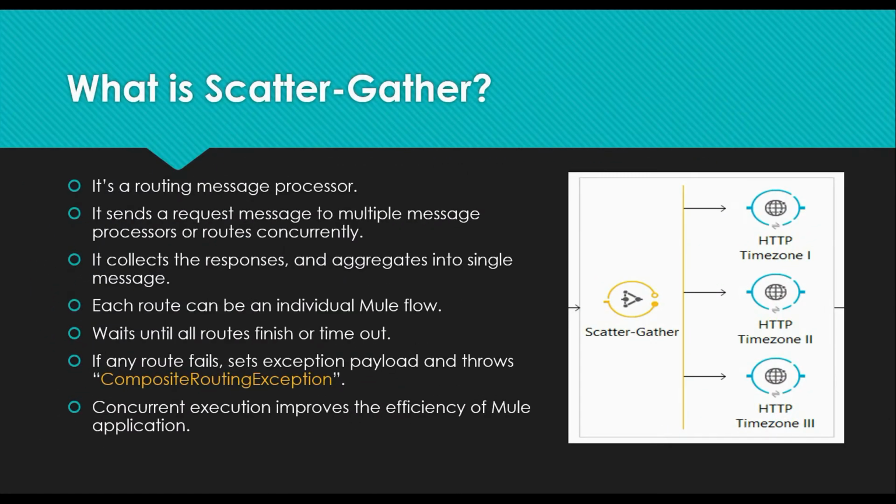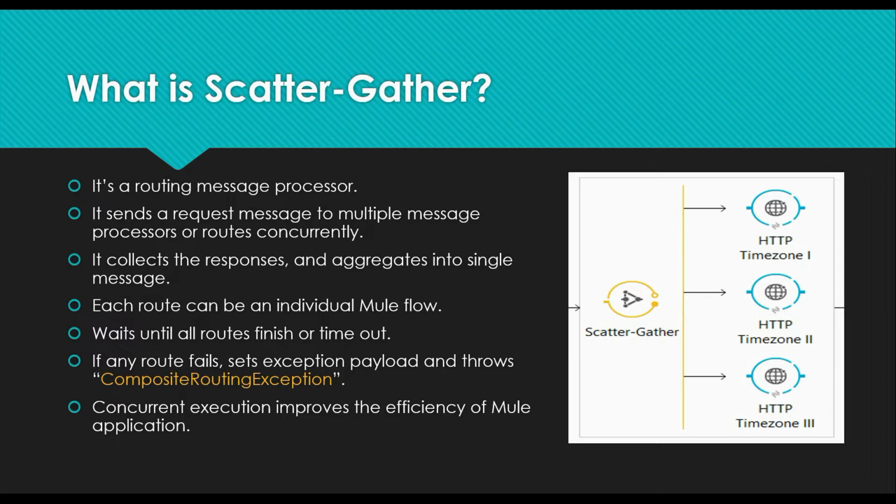So what is scatter gather? Basically, scatter gather is a routing message processor. It sends a request message to multiple message processors or routes concurrently. Then it collects the responses from all message processors and then aggregates them into a single response and passes it for the further processing or transformation.